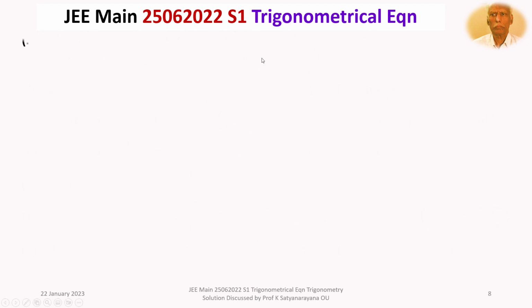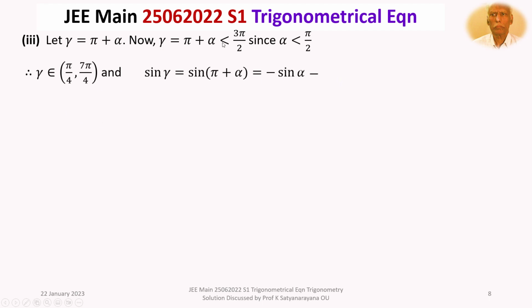Now move to the third. Let gamma is equal to pi plus alpha. And now gamma is equal to pi plus alpha is less than 3 pi by 2. Why? Because alpha is less than pi by 2, so pi plus alpha is less than 3 pi by 2. Therefore gamma belongs well within this interval, pi by 4 to 7 pi by 4. And let us see, sine of gamma is how much? Sine of gamma is equal to sine of pi plus alpha, is equal to minus sine alpha, is equal to minus under the square root of 2 by 3. This is the third solution.